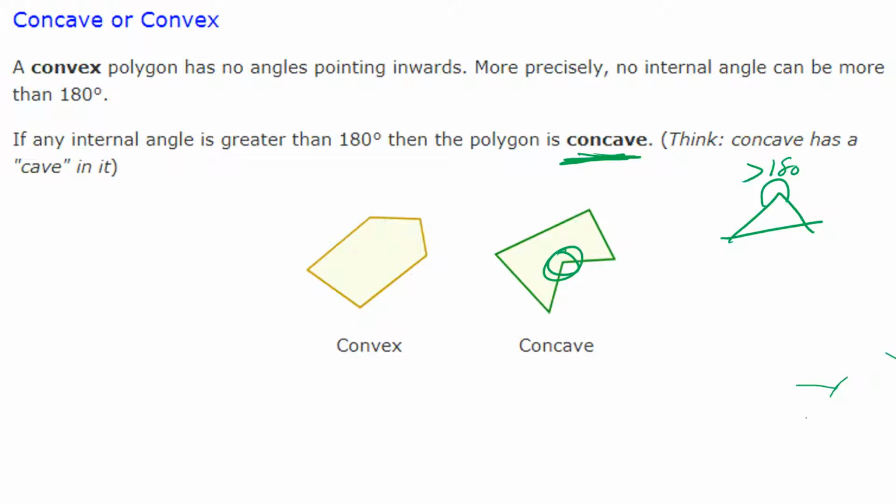If any polygon has an angle that's greater than 180, you're dealing with a concave polygon, which means that since not all of the angles are going to be the same, concave is only for irregular polygons. Regular polygons are always going to be convex. So convex just means it has no angles pointing outwards. Specifically, it has no internal angles more than 180. So concave and convex is just talking about where it points, whether it's in for concave or out for convex.